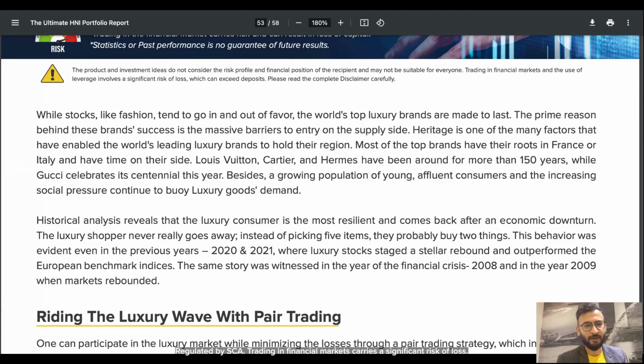Heritage is one of the many factors that have enabled the world's luxury brands. Most of the top brands have their roots in France and Italy. Louis Vuitton, Cartier, and Hermes have been around for more than 150 years. Gucci celebrates its centennial this year.